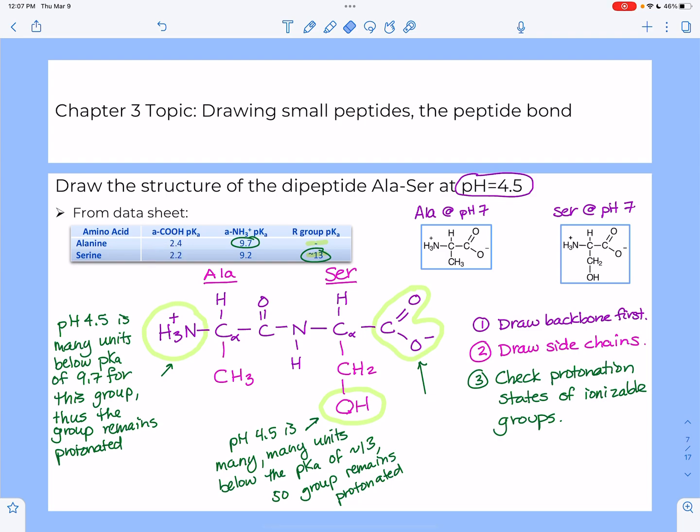The serine alpha carboxyl has a pK of 2.2. So the pH of 4.5, how does that compare to 2.2? It's at least 2 units above the pK of 2.2. So here it's above, so the group is deprotonated.